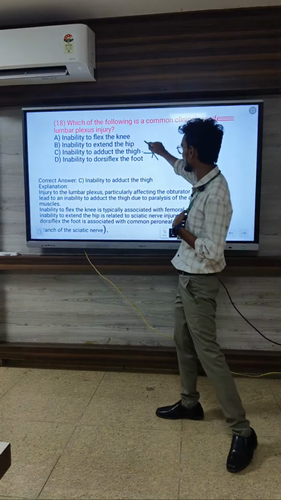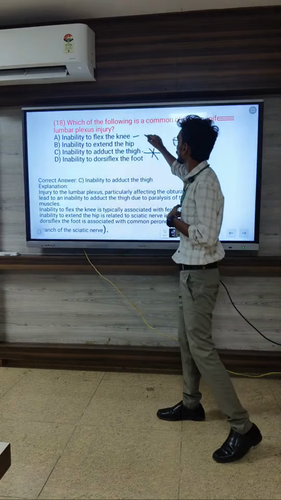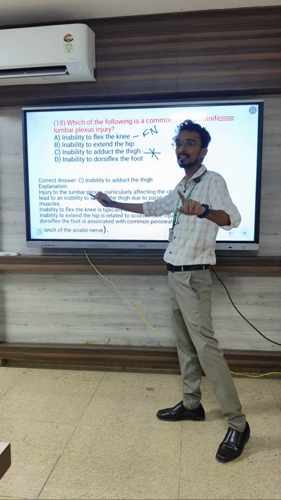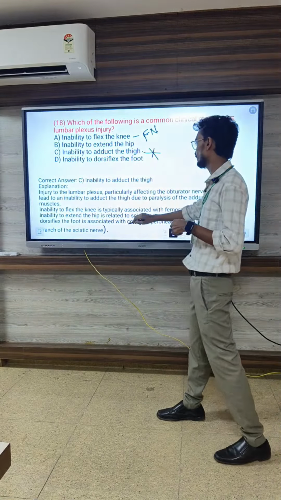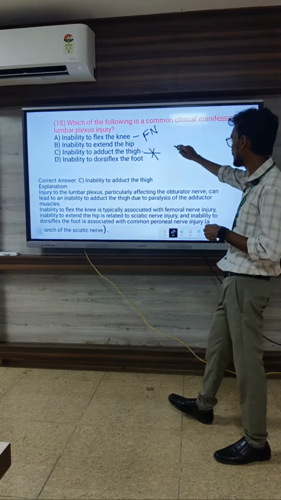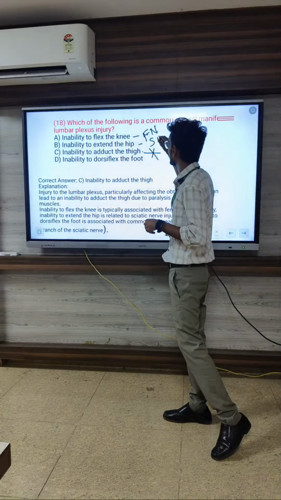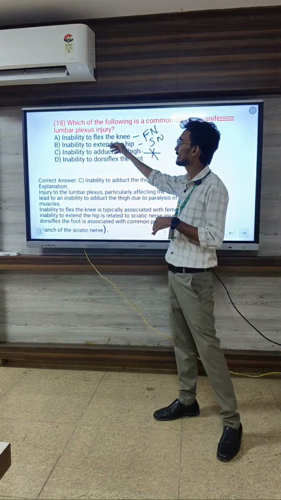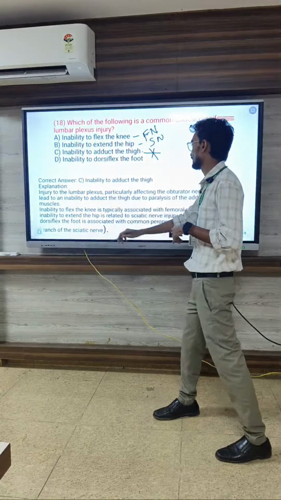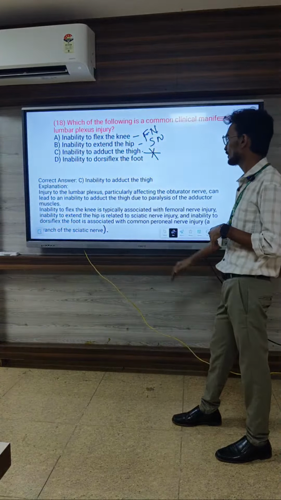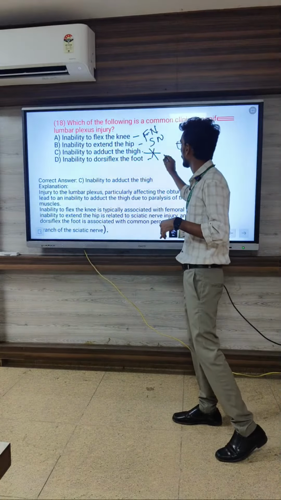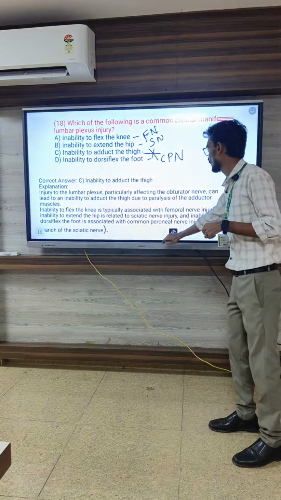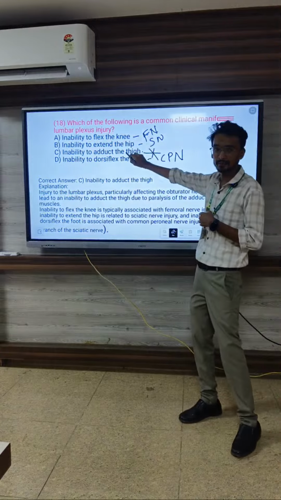Inability to flex the knee is typically associated with the femoral nerve, whereas inability to extend the hip is associated with the sciatic nerve. If the sciatic nerve gets injured, they will not be able to extend the hip. If the femoral nerve gets injured, they will not be able to flex the knee. The next, inability to dorsiflex is associated with the common peroneal nerve, that is foot drop. I hope I'm clear with this. Once again, I'll repeat this.